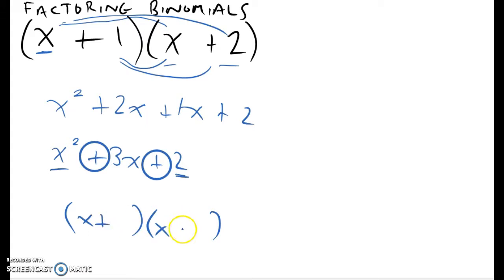I don't know why that's becoming a perfect circle, but I kind of like it. What times what gives you 2 that adds up to 3? 2 and 1. Well, look at that. We just factored it. It's reversed, but it's the same thing.